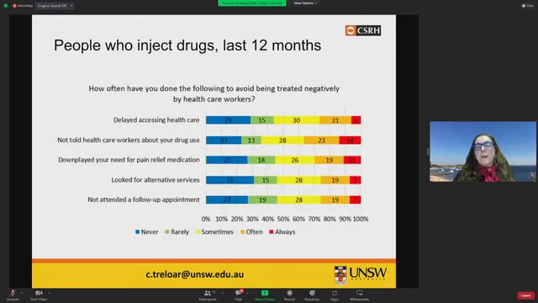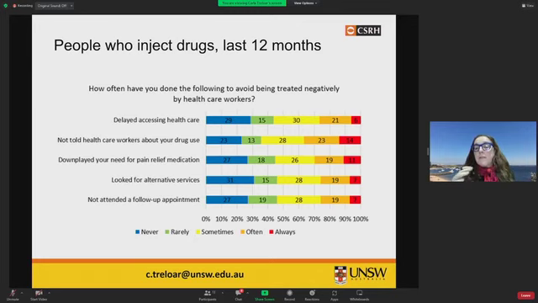And my final slide is within the same survey, but a little bit of a different question, which I think underpins the importance of stigma for everybody. In this case, we've asked people who inject drugs, how often have you done the following to avoid being treated negatively by health workers? And on each of these measures, more than 70% have indicated that they've done these avoidant behaviours, such as, on the top line, delaying accessing healthcare, and on the bottom line, not attending a follow-up appointment.